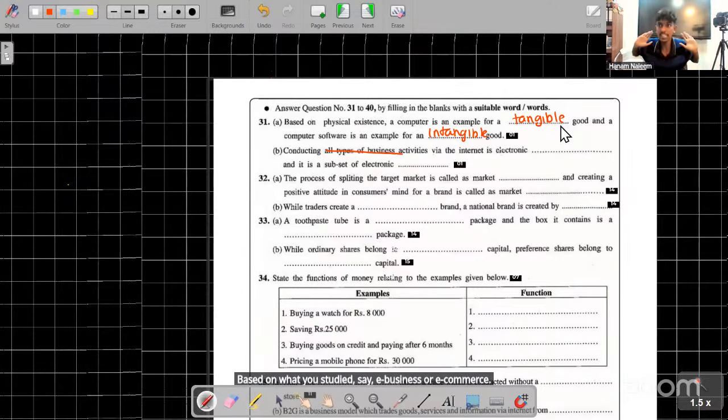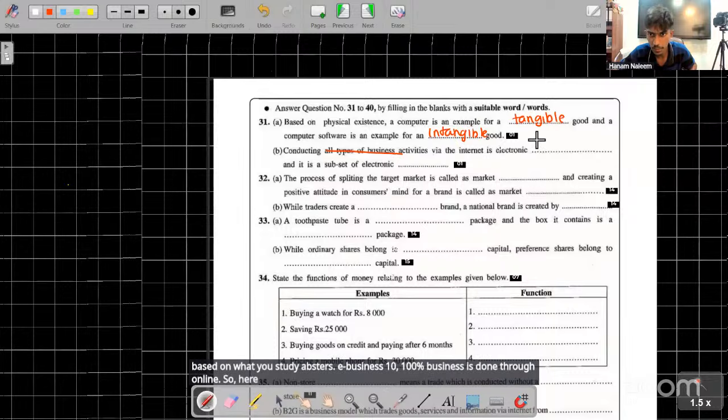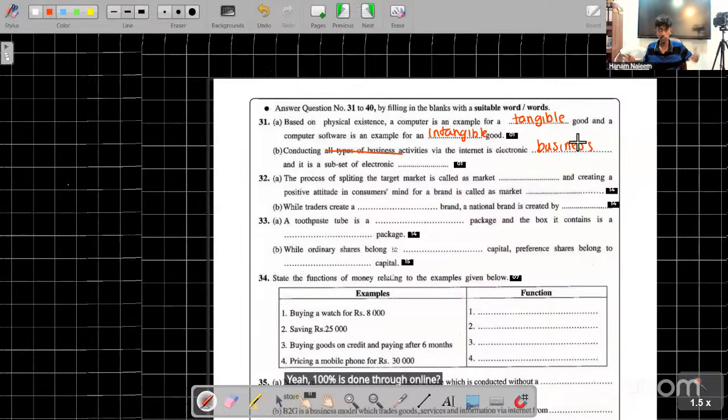Based on what you studied, e-business. E-business means 100% of the business is done through online. So here the answer should be e-business. For example, Amazon, Netflix, where 100% is done through online. And it is a subset of electronic commerce.